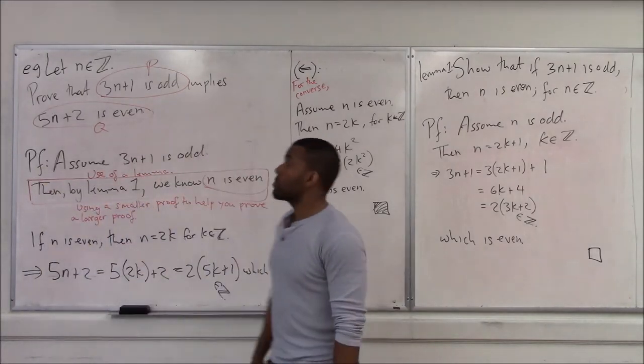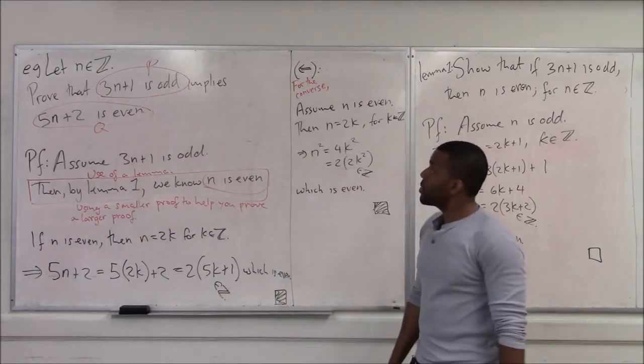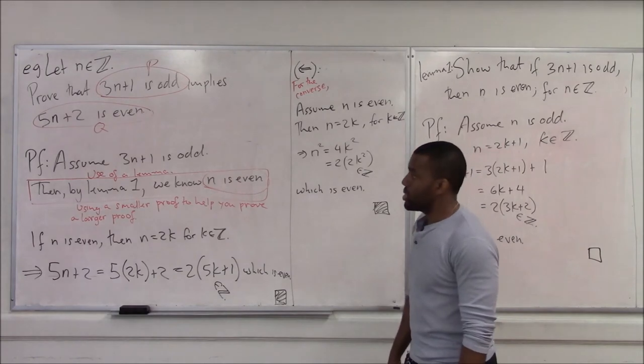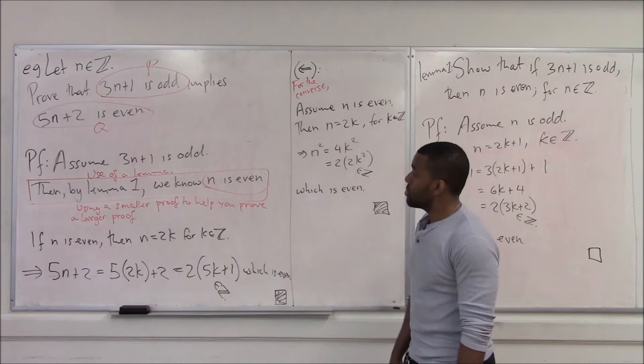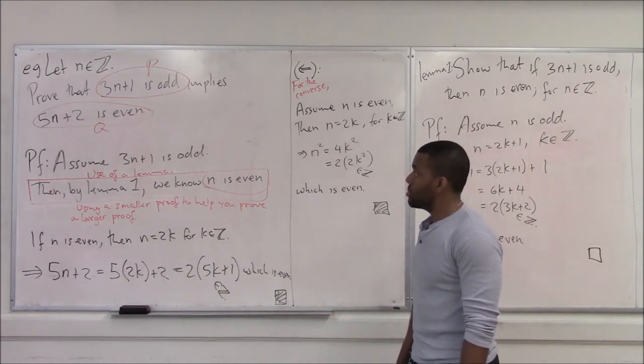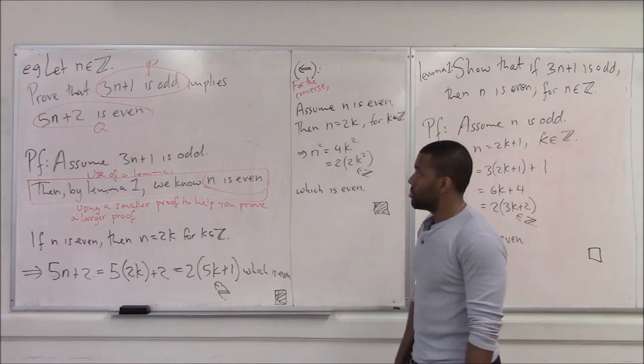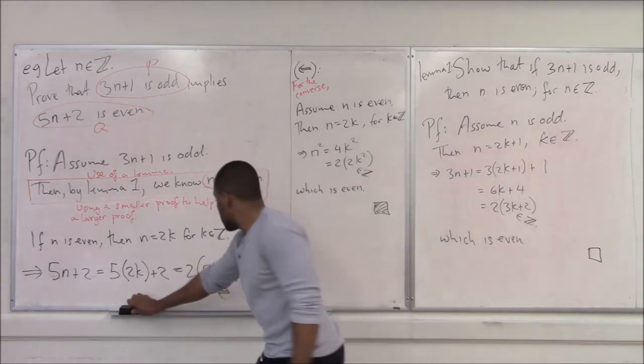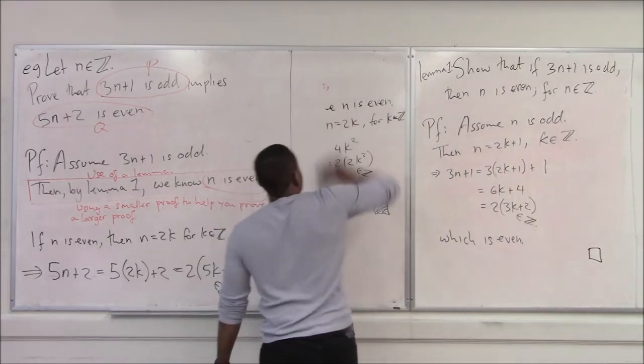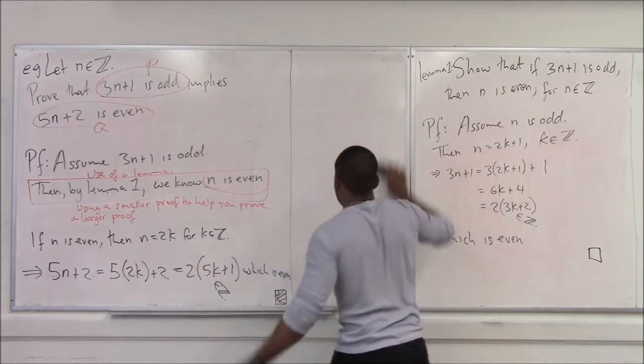Could you add 2n plus 1 to both sides after setting up the 3n plus 1? So say I know that 3n plus 1 is odd, so then 3n plus 1 is equal to 2k plus 1 for some k. And then I'm just going to manipulate that to get to 5n plus 2. You could do that. You can't always do that, but in this case, yes.